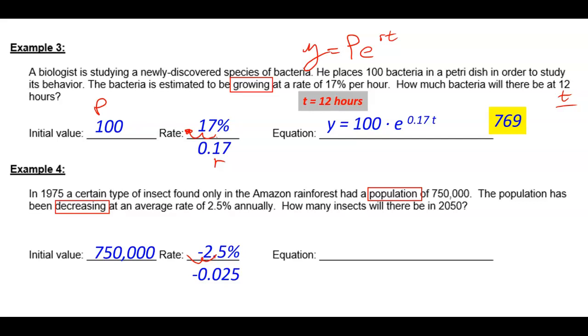Now, we're going to plug it into this equation. Y equals P E to the negative RT. Here we go. 750,000 times E to the power of negative 0.025 T. What's my T? T is time. Now look, they asked us in 2050, but what year did it start?